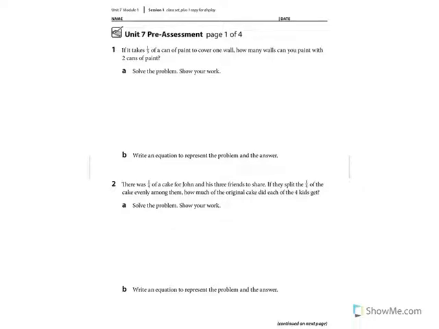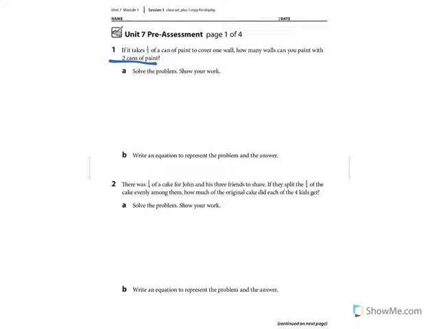Okay, number 1. If it takes 1/5 of a can of paint to cover one wall, how many walls can you paint with 2 cans of paint? The first thing I need to do is figure out, what do I have? That's where I'm going to start. And what do I have? I have 2 cans of paint. What am I going to do with it?